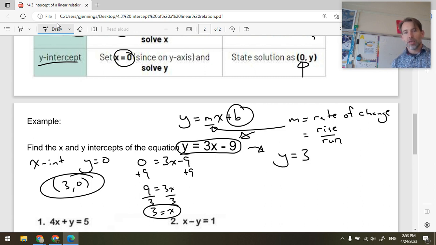y is equal to 3 multiplied by 0 minus 9. Well, 3 multiplied by 0 is 0. So that's just y is equal to 0 minus 9. So y is equal to -9.